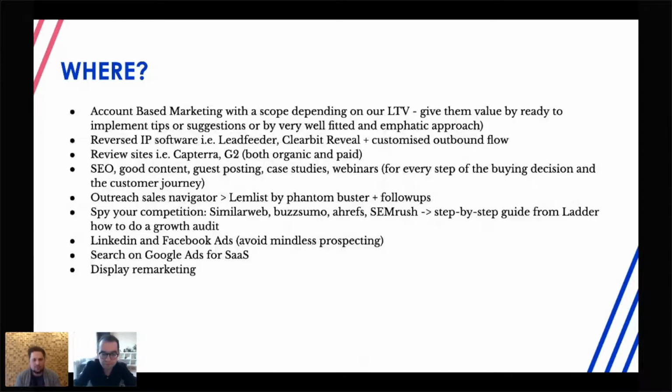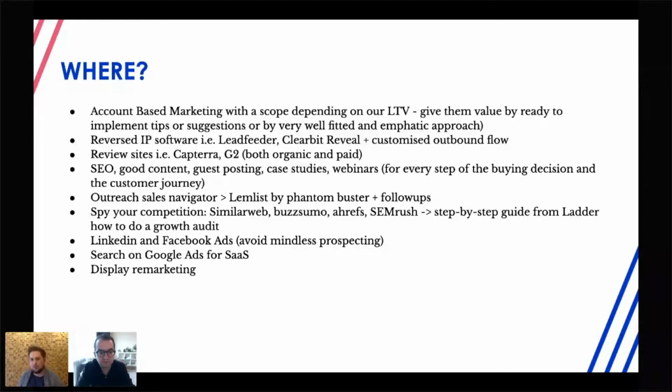So here are some examples of where you, as a B2B company, can focus your attention. Account-based marketing, we already discussed that, with a scope depending on lifetime value. Actually, I'm not really sure if we should cover this topic, because the next few webinars are about this. But yeah, this is basically going deep. Don't worry. Okay. It's something that I think is very important for this audience.